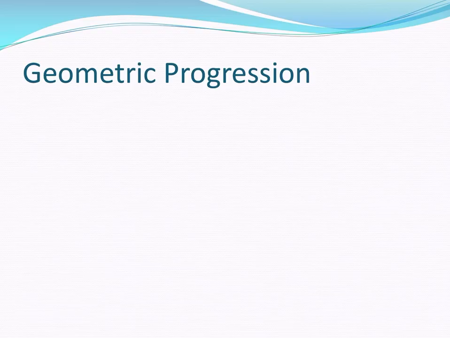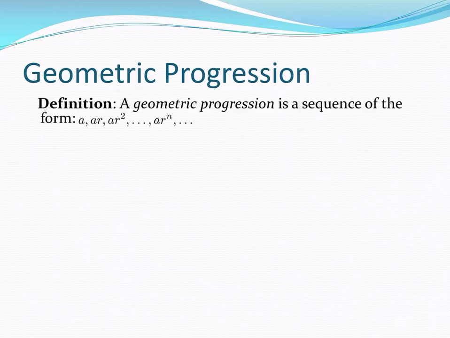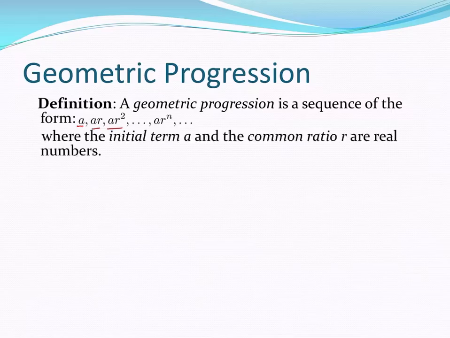We have two different types of progressions that we'll define. One is the geometric progression. In the geometric progression, the sequence looks like a number a, and then a times r, then a times r squared, such that successive terms of the sequence always have a ratio of r, or 1 over r, depending on how you make the division. So the initial term is called a, and the common ratio is called r, all real numbers.